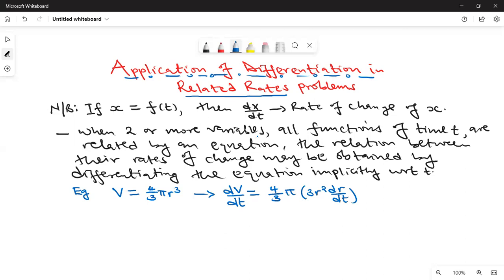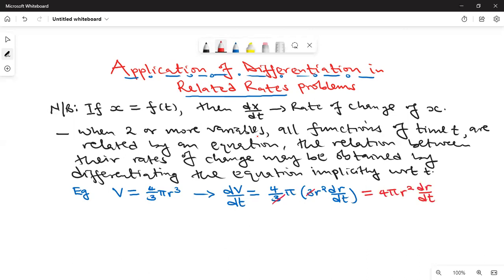V and r are variables, 4/3 pi is a constant. And so when you simplify, you can see 3 will cancel, so that this is the same as 4 pi r squared dr/dt. So this is a related rates problem. This is a problem connecting the rate of change of volume and the rate of change of radius. So if we knew how the volume is changing with respect to time, then it is easy to know how the radius is changing with respect to time.